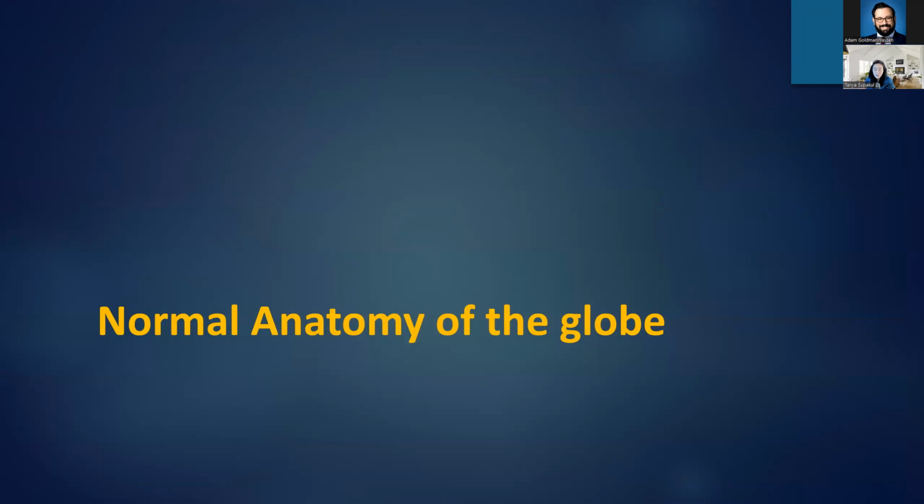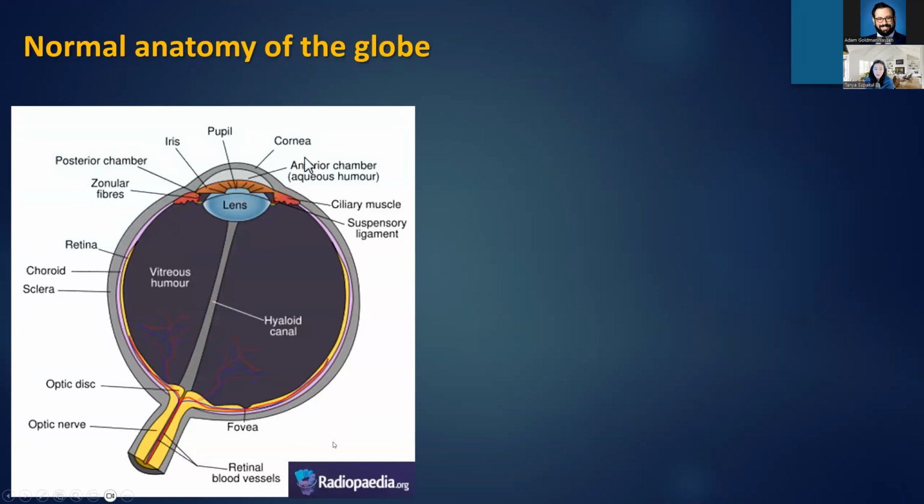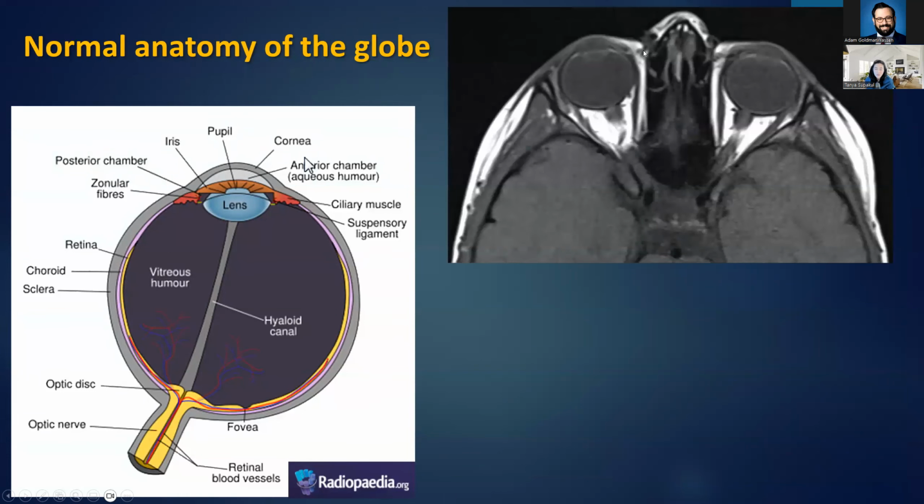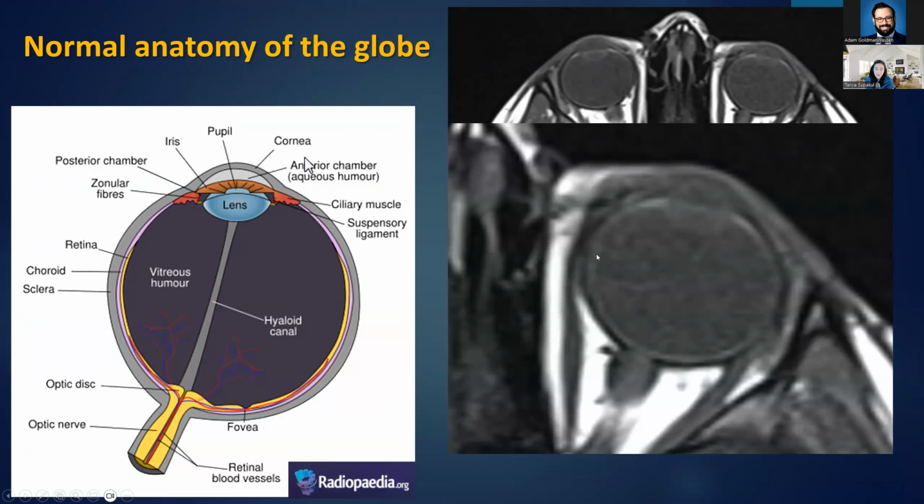So in terms of the normal anatomy of the globe, I have the drawing picture from Radiopaedia to show you. And I also have the axial T1 image of the orbits here that I zoomed up. There are three things that I want to show you in this image: the layers of the retina, choroid, and sclera. When you look closely on the T1 image, you can see the black line here. So this is the first layer, the retina.